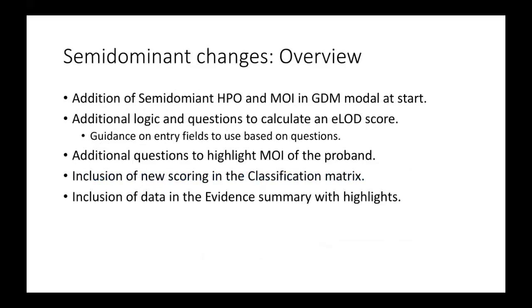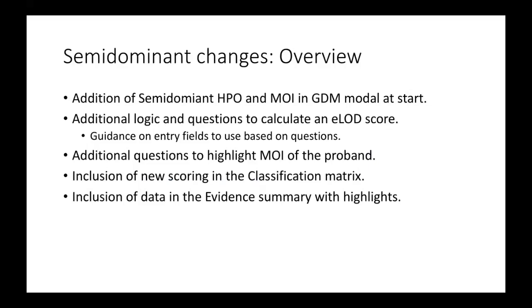So just as an overview of some of the changes, we have an addition of the semi-dominant HPO and the mode of inheritance on our gene disease mode of inheritance modal at the start of a gene disease record. We've also included additional logic and questions to calculate the estimated LOD score. There will be guidance on entry fields to use based on the questions that are being asked to help guide that estimated LOD. Also, we have additional questions to highlight the mode of inheritance of the proband, and this is just to help alert the curator as they're putting it in, as well as giving information back to the evidence summary of the proband's mode of inheritance.